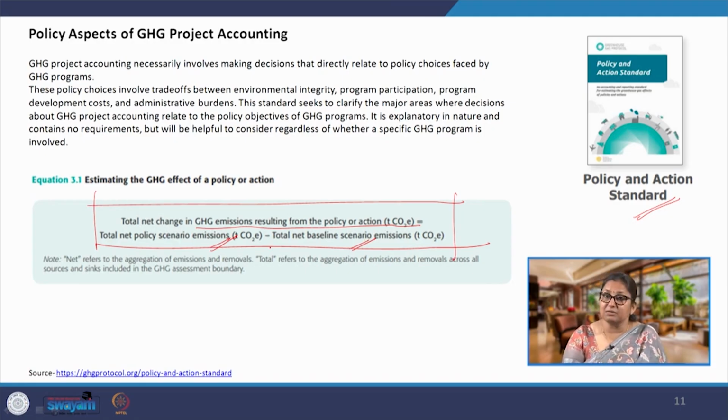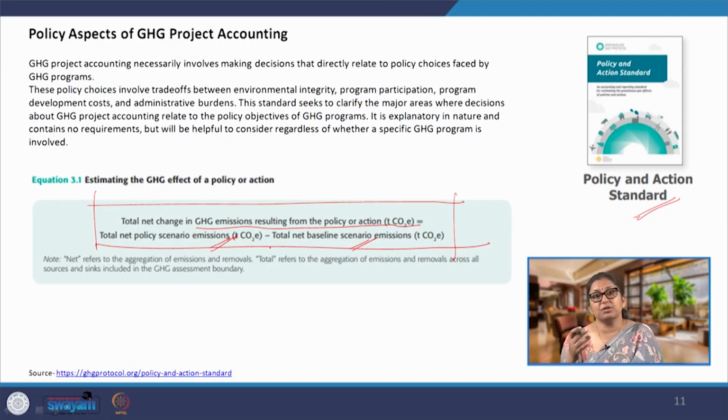A negative number gives us reductions. Positive numbers due to the use of certain policy could also mean an increase in emissions. So, here we are talking about GHG emissions. It could be done in a similar manner for other resources as well. It could be for water consumption, for energy consumption. Here we are looking at GHG emissions.